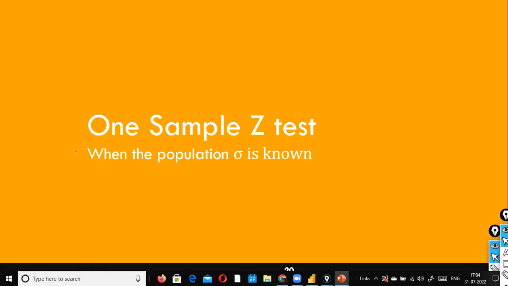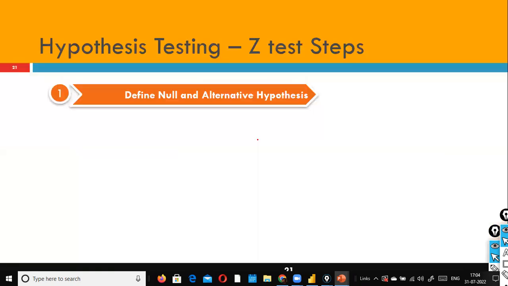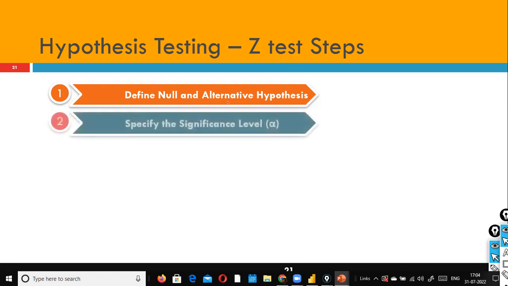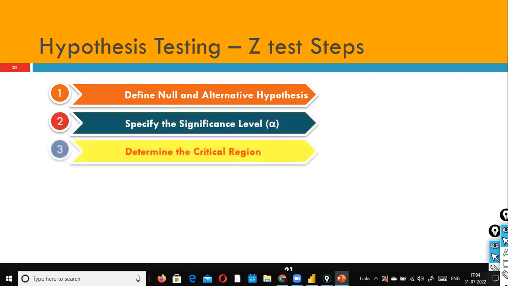If you know the population standard deviation, then you can do Z-test. So what are the steps involved to conduct the Z-test? Whether Z-test or T-test, the first step is to define the null and alternative hypothesis and specify the significance level alpha. The next is to determine the critical region. Nowadays we don't use it; instead, we use p-value. Anyhow, knowing the critical region is also good, because some interviews will ask you this too.